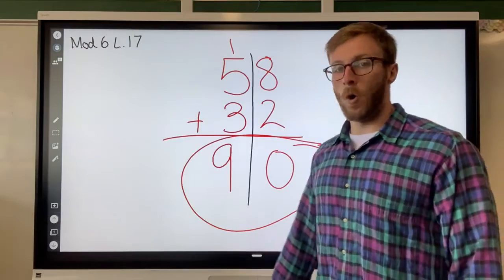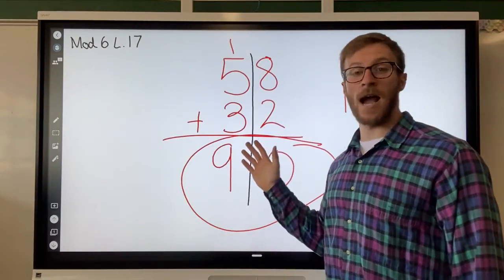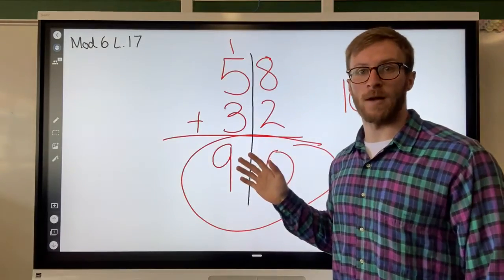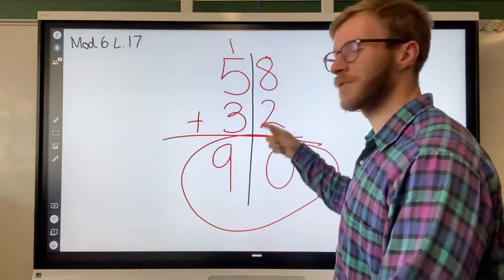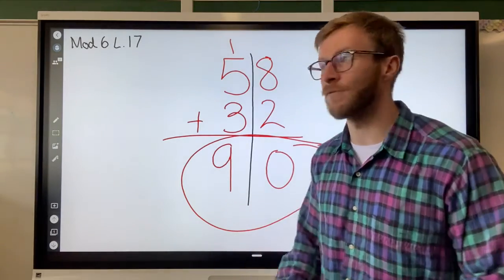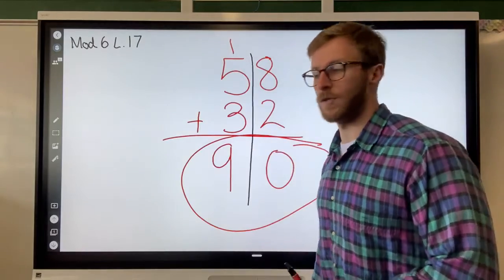Awesome. Hopefully you guys are getting the hang of this method. I learned this method when I was your age, and it really helped me solve problems. And this is an easy method. You'll use this method to solve problems with numbers in the hundreds, even numbers in the thousands. You can use this method. It's really awesome.